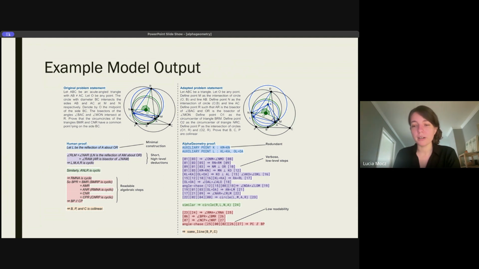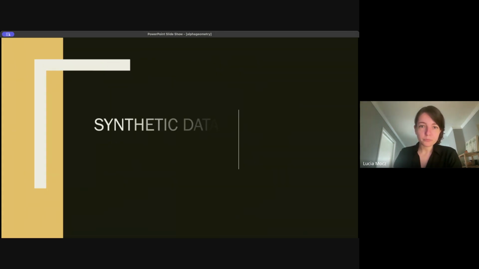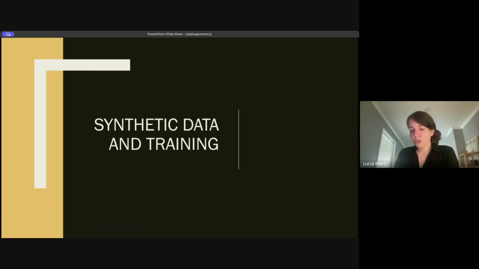And so this is where Google DeepMind comes up with a very innovative approach: to train a transformer from scratch to be able to provide auxiliary constructions to the symbolic deduction engine. And so for this, they generate a massive amount of synthetic data.